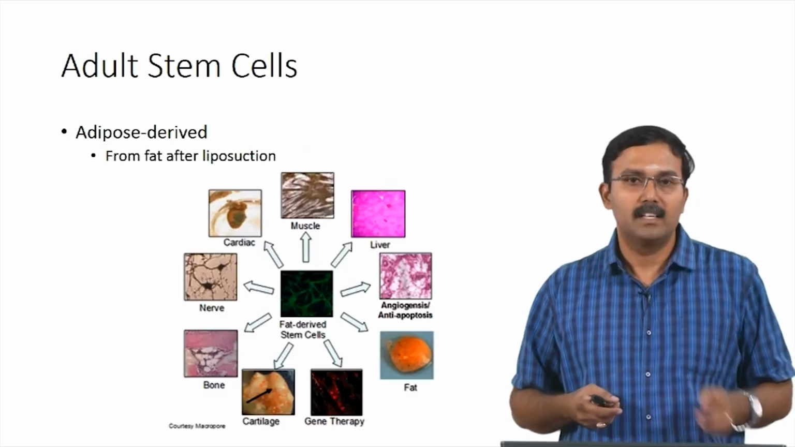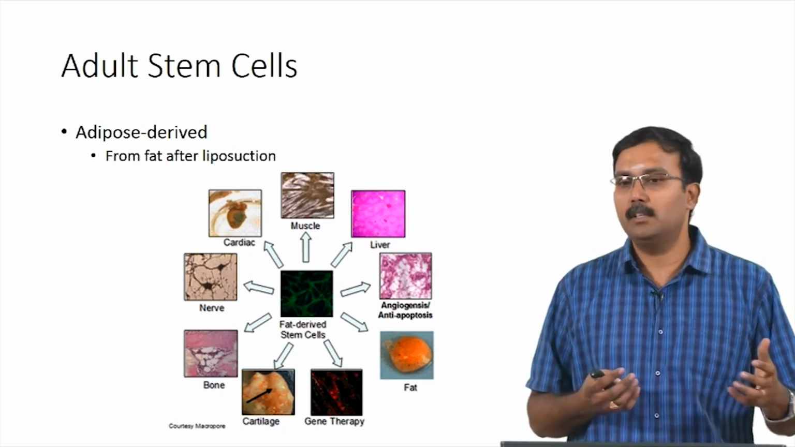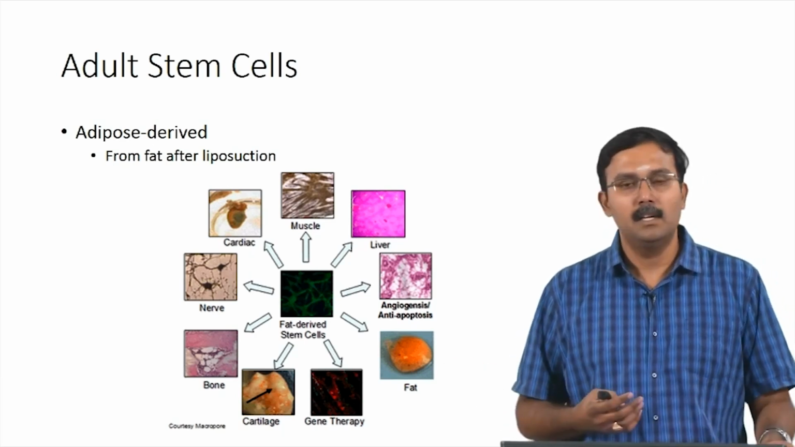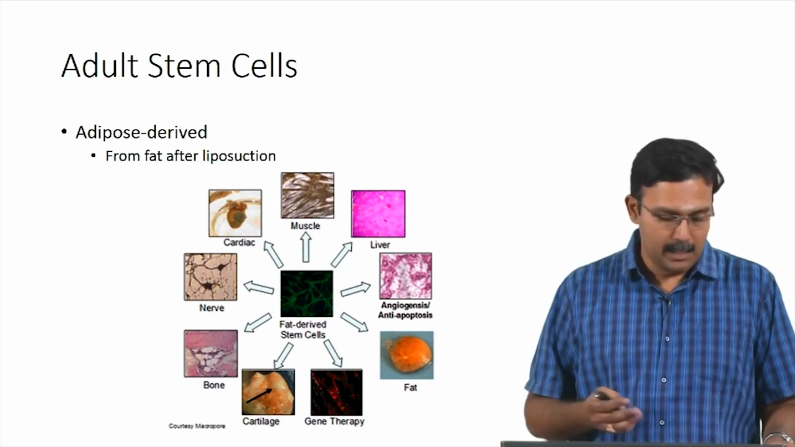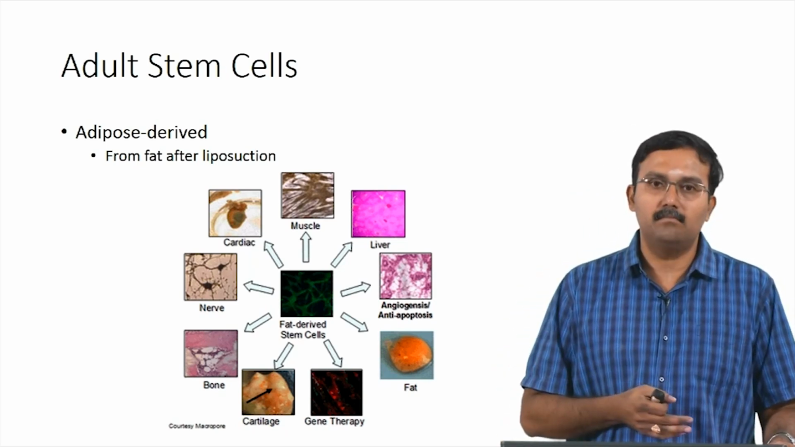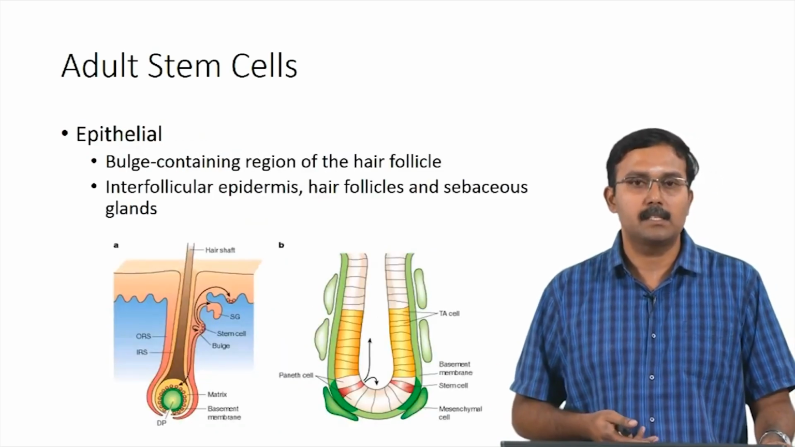And adipose derived stem cells can be obtained from fat tissues, usually taken after liposuction, and adipose derived stem cells have also been differentiated to various types of cells, and they have been effective in tissue engineering applications.